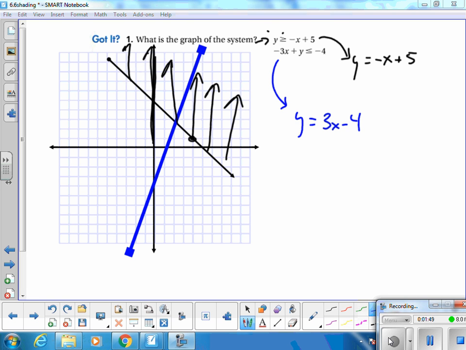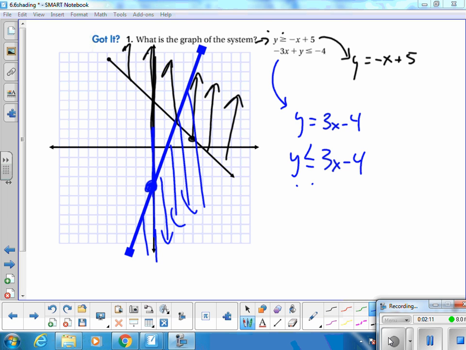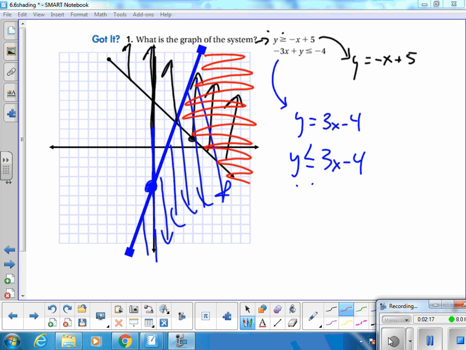Now let's consider the blue. Let me rewrite this with the inequality. Okay, so when I look at blue, I'm going to pick any point on blue, maybe just right here. It says y is less than 3x. So y is less than. So when I consider y, where is y less than? Y is less than in the direction down below, and the overlap happens right in here. So the solution is in this space of the overlap.